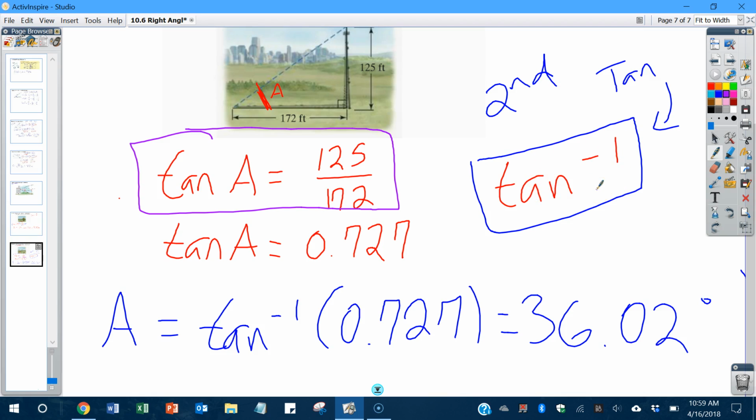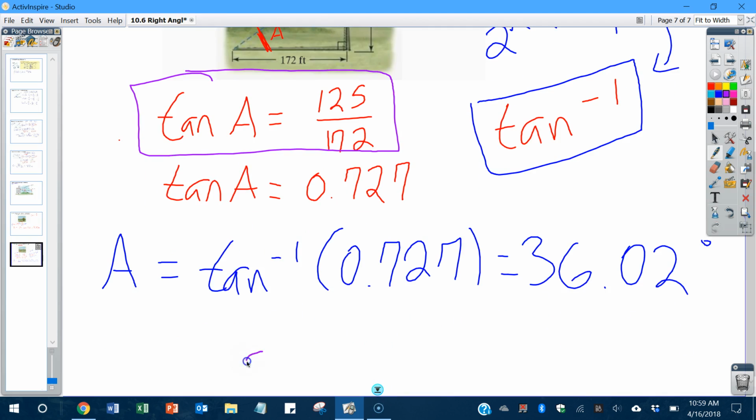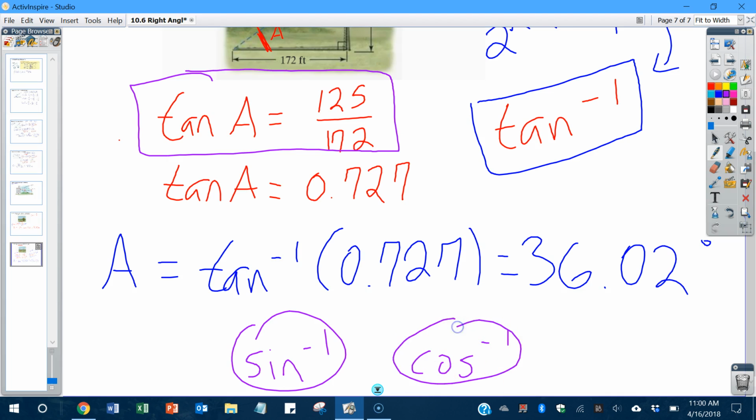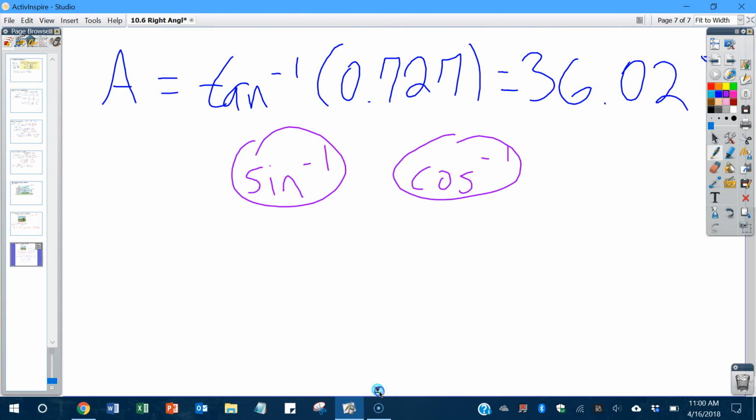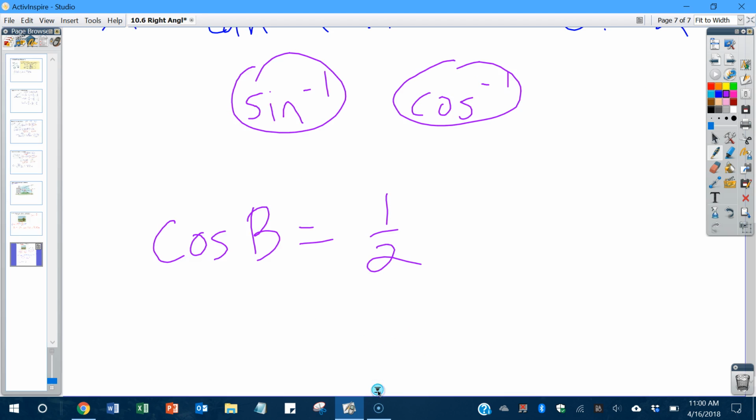So on your calculator, you'll see there's also inverse sine and there's also inverse cosine. If you do second sine, you get something like that. If you do second cosine, you get something like that. And that comes into play when you have problems that look like the cosine of angle B, for example, is equal to 1/2 or something. Then you would do B is equal to the inverse cosine of 1/2. And that'll give you the measure of the angle.